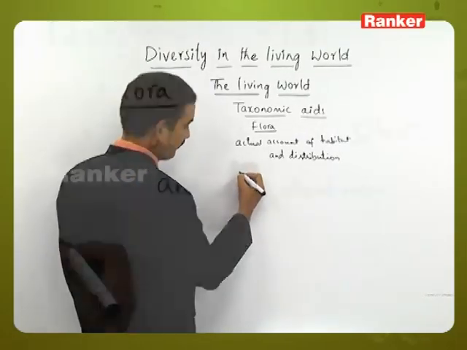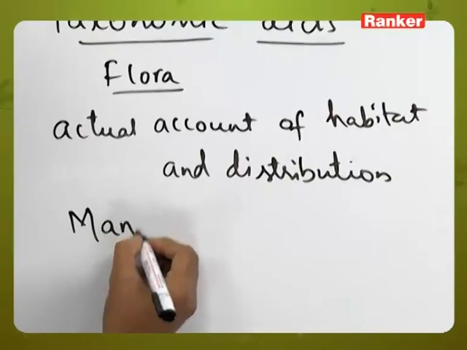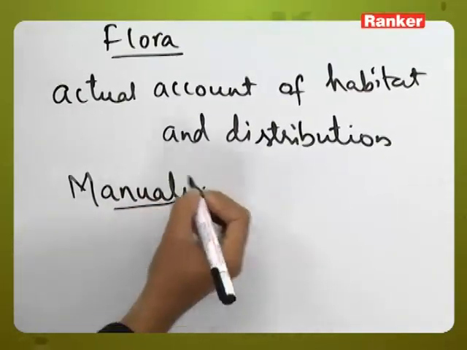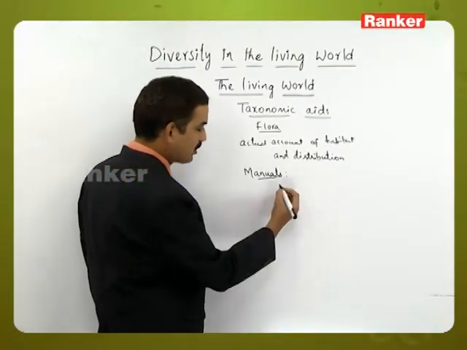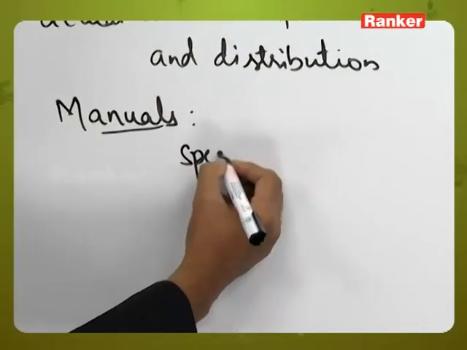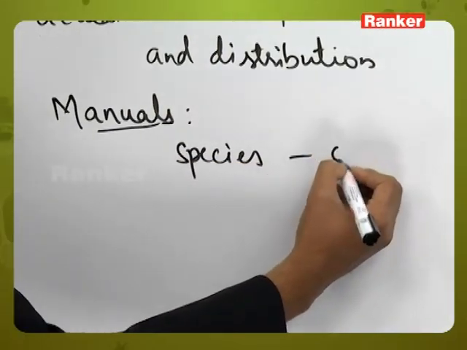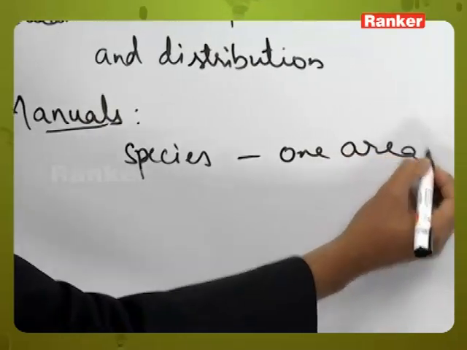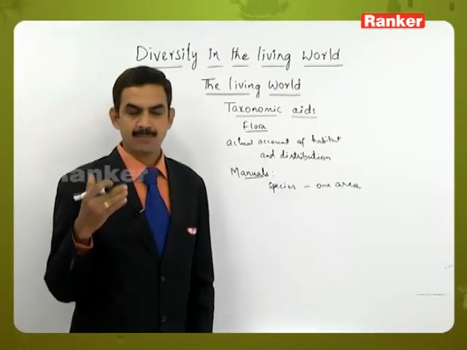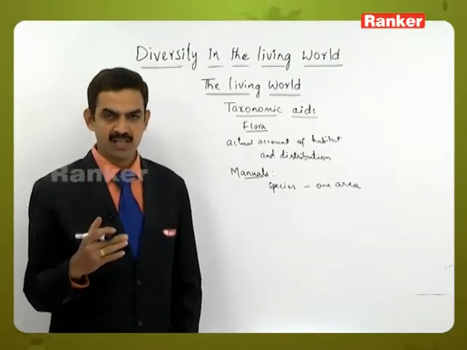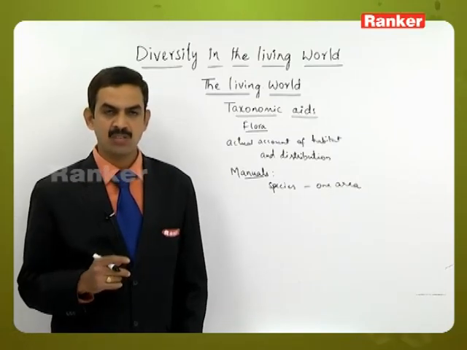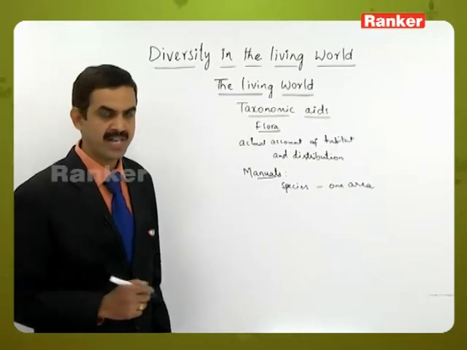The next one is the manuals. Manuals give the information related to the plant species which are present in one area. That means how the plants present in one area are related to one another, and the characteristic features, how the similarity is observed between the plant species.